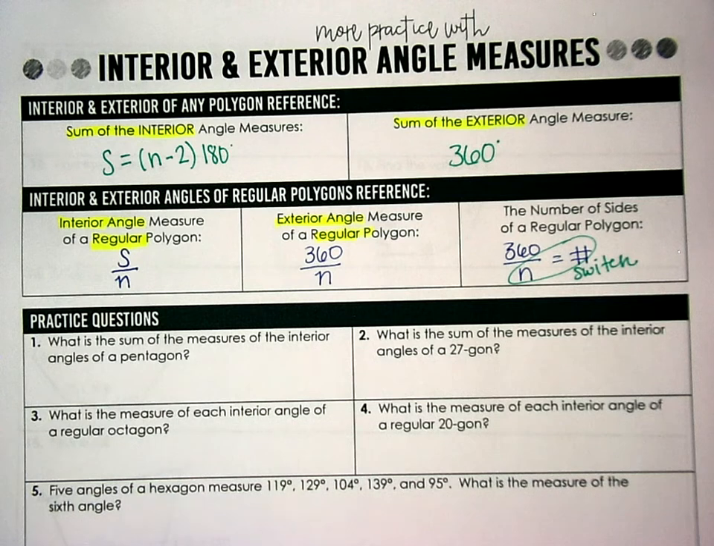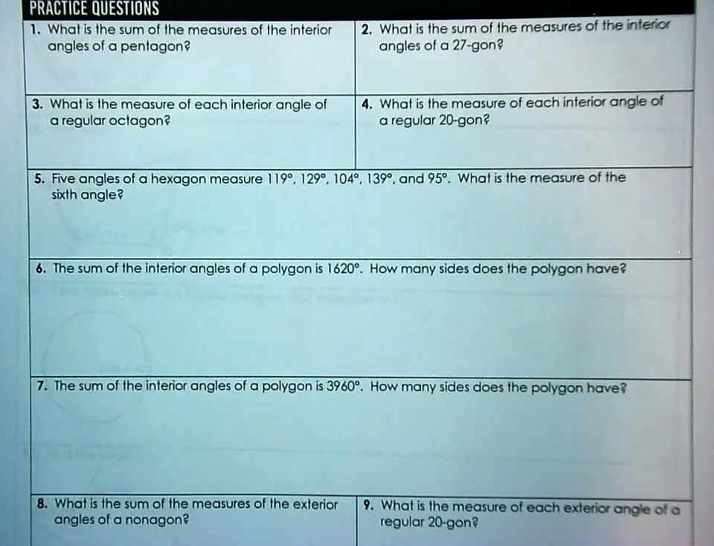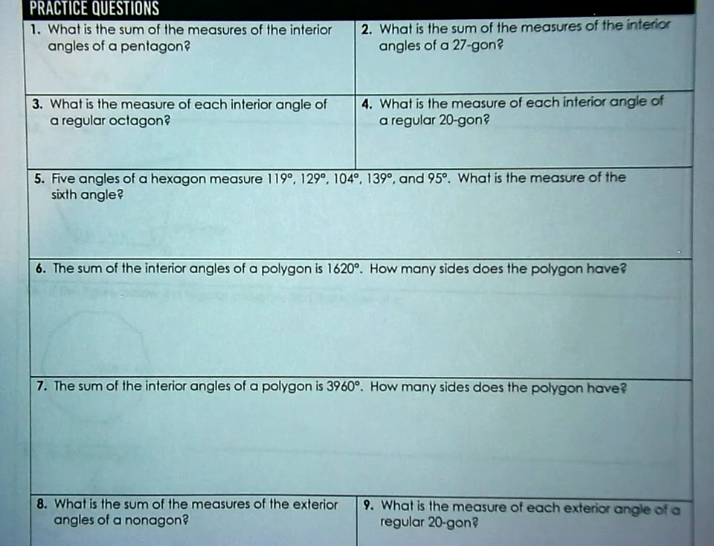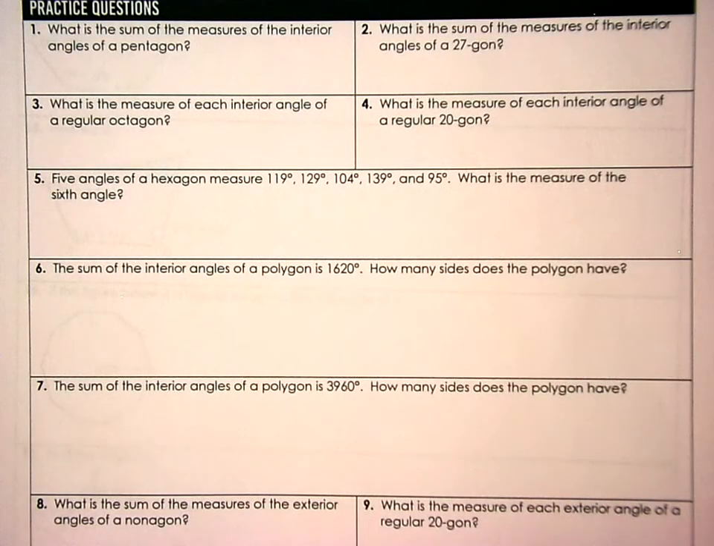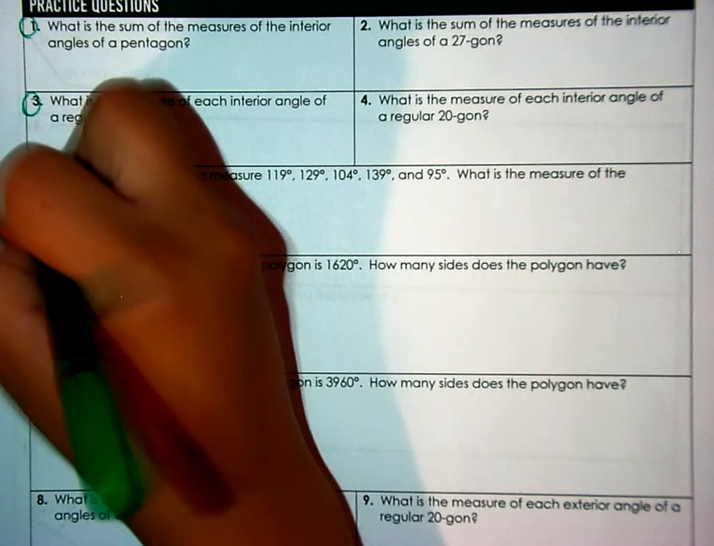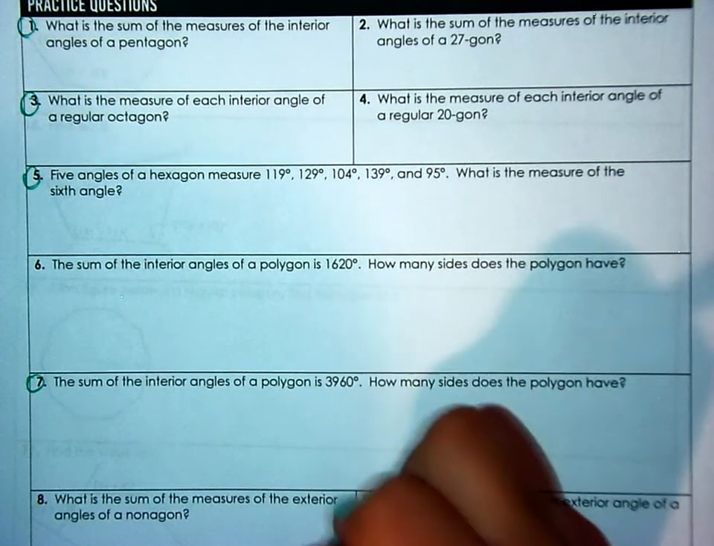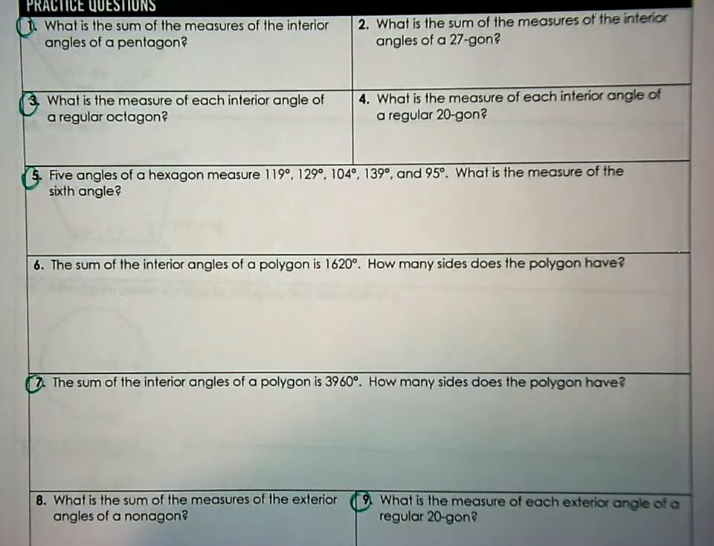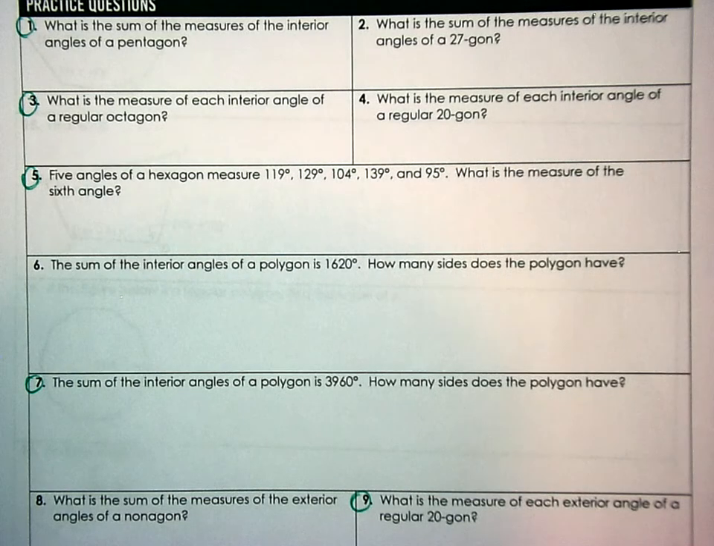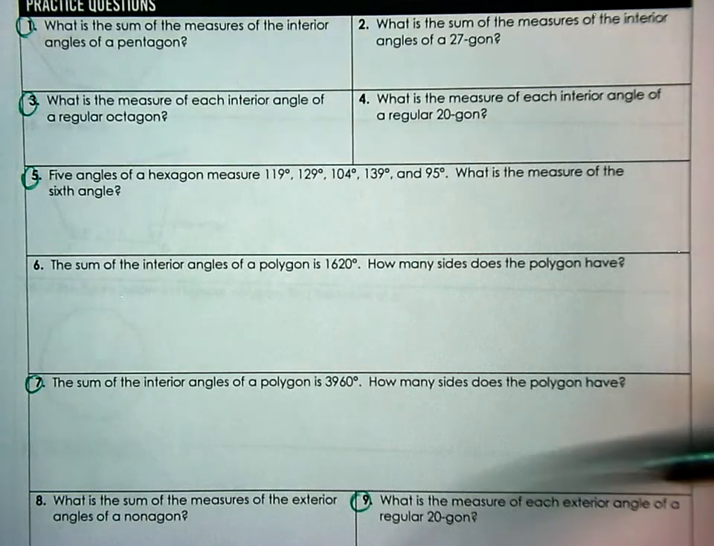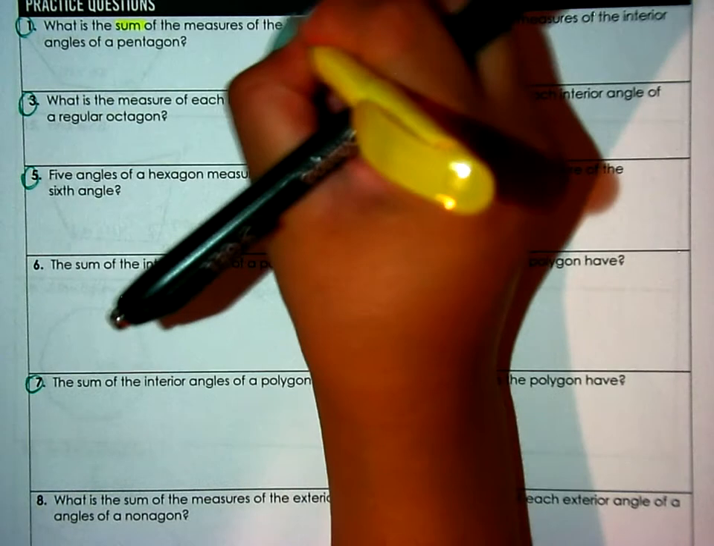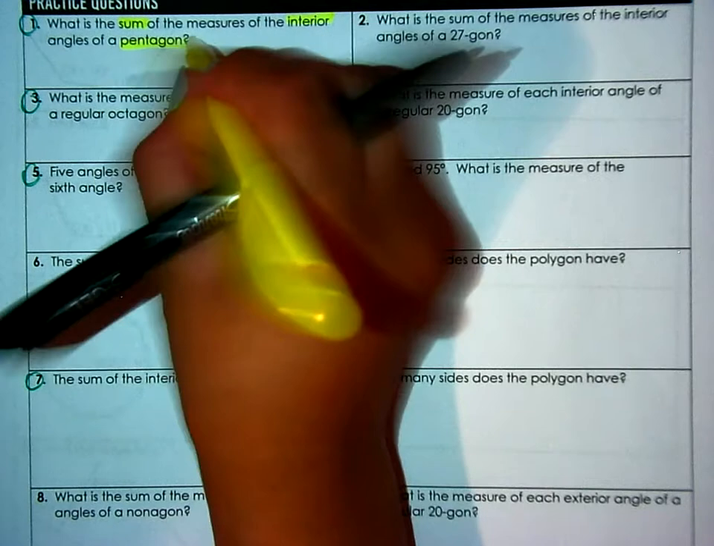Okay, here are some questions that we're going to do. And even though I'm covering this up, you should have this up at the top so you can refer back to it. Okay, so I'm going to pick a side. I'll do the odd numbers: number 1, number 3, number 5, 7, and 9. I'm going to do those with you, let you do the others on your own. I think that'll get a good balance. Okay, what is the sum of the measure of the interior angles of a pentagon? So I see the word sum, I see interior, and then I see the word pentagon.